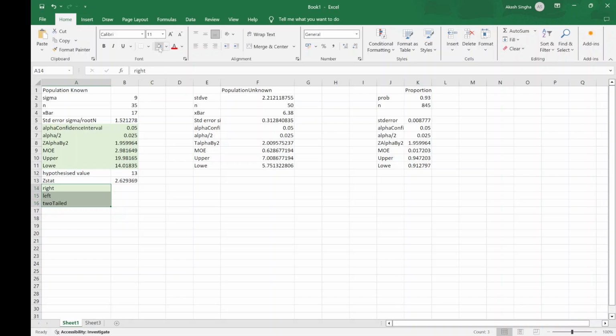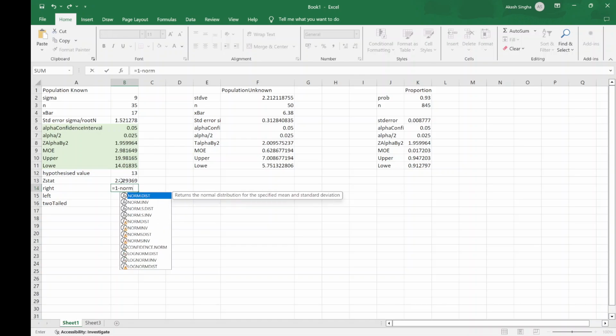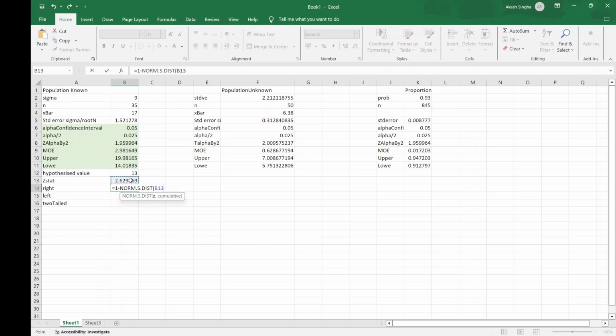Now if you remember, what I have done is for right I have told you. So this is a z value, right? So we have to do norm.s.dist because it's not a probability. If it was a probability like alpha or those kind of thing, we would have done inverse. This value, comma, true. So this is the right hand tail.